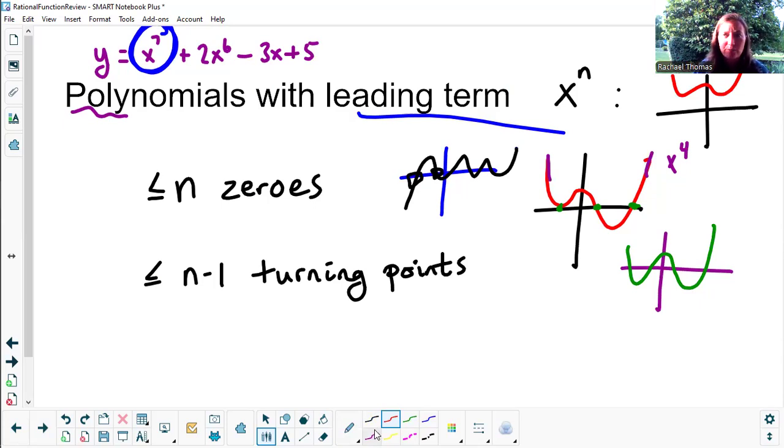Turning points is the other part of this. A turning point, that's these parts. Let me get a better color there to highlight. These parts of a graph, the kind of tops and bottoms, the places where the graph turns around. 1, 2, 3. 1, 2, 3. All of these x to the fourth graphs that I drew, they have 3 turning points. So if I had a function with a leading term of x to the seventh, I would expect to see no more than 7 zeros and no more than 6 turning points. And because it's odd, I would expect it to do that.